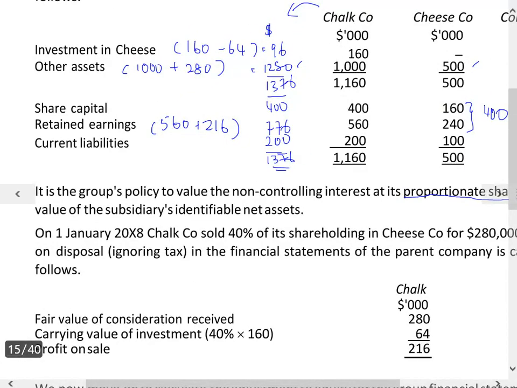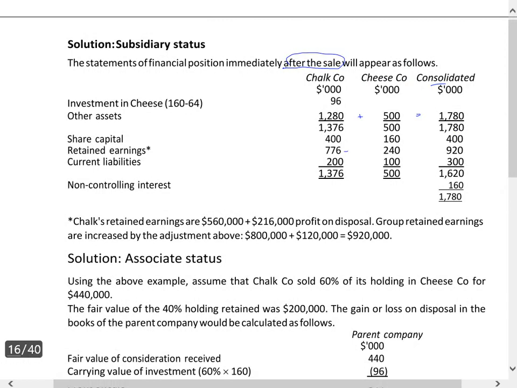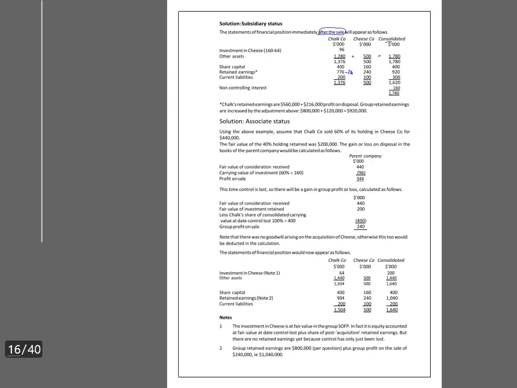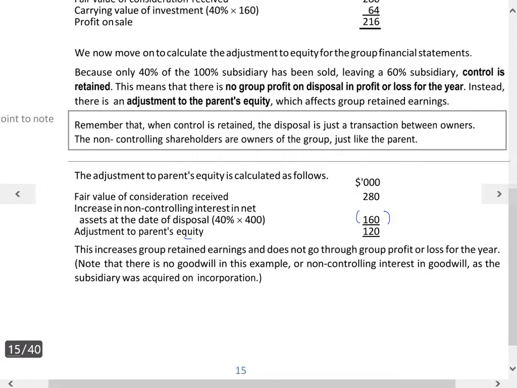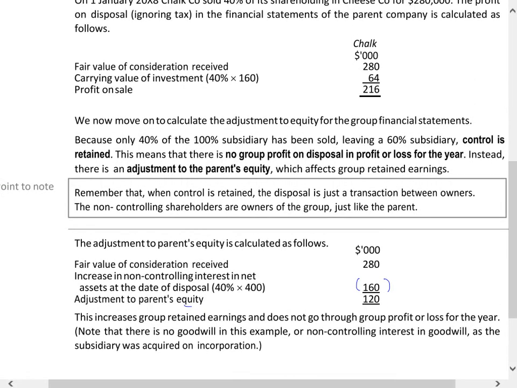Remember, can you see here? There already included the 216. When it comes to group, we have to eliminate the 216. Then we have to add group profit. What is the group disposal profit? The group disposal profit is 120. Individually, we make 216. When we make group together, we make the group profit of 120. So minus 216, add 120.